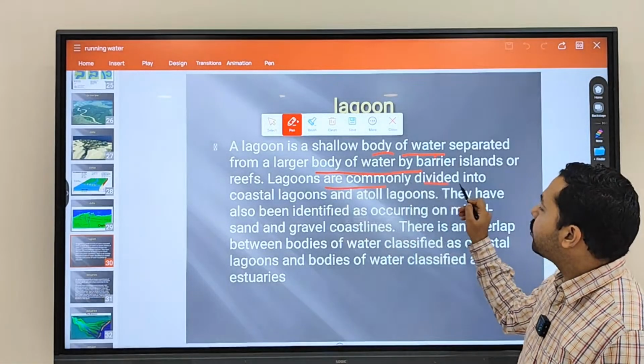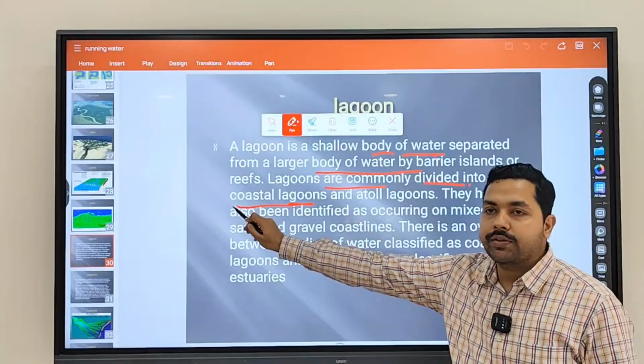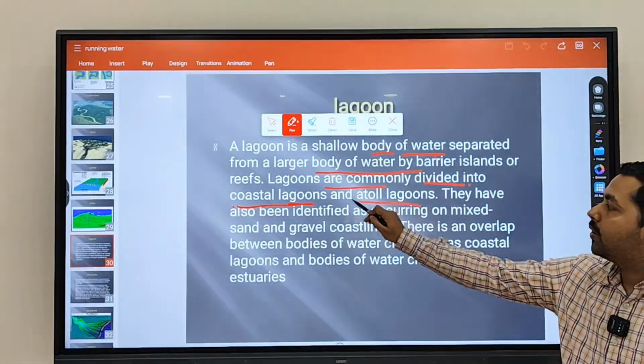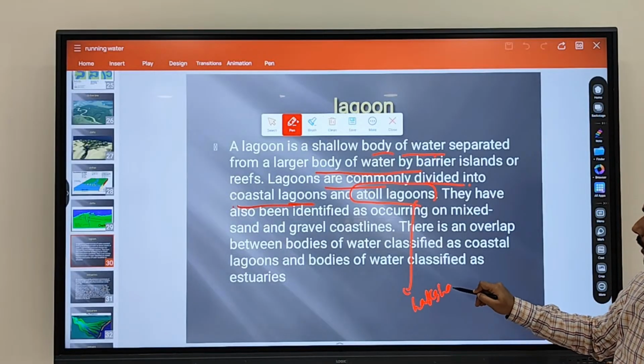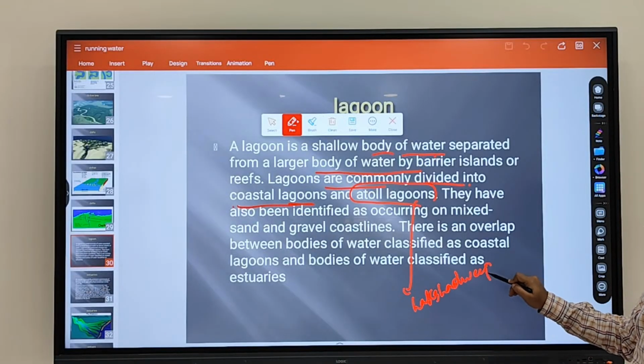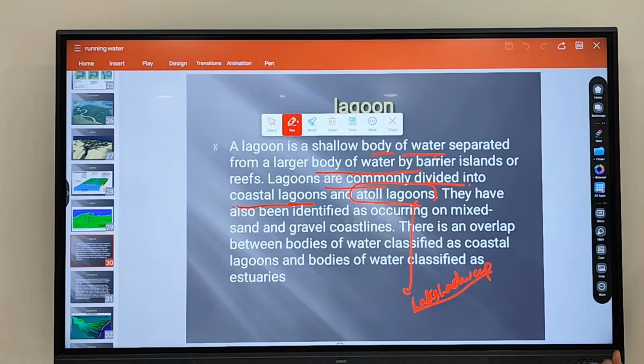And lagoons are commonly divided into coastal lagoons, which are formed in coastal regions, or atoll lagoons, generally formed in Lakshadweep, where you see the atoll type of island. Okay, so atoll lagoon, coastal lagoon, which are formed in coastal areas, or atoll lagoon, which is seen in the case of Lakshadweep. Clear? Any doubt regarding this particular thing? So this is an important term that you have to keep in mind with regard to lagoons.